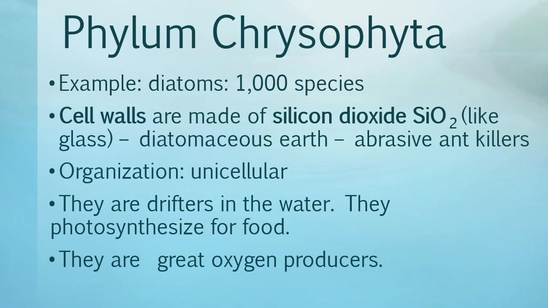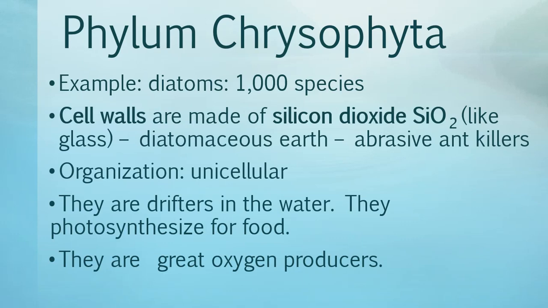All right, so you'll notice in one of our parts of our chart, we have the phylum at the top, and you're going to put the example below it. So under Chrysophyta, you're going to write diatoms. And then below it, you're going to write the cell wall is silicon dioxide like glass. I would write silicon dioxide and put in parentheses glass, so you remember it. And then we see this thing called organization. So you're going to write unicellular in there.